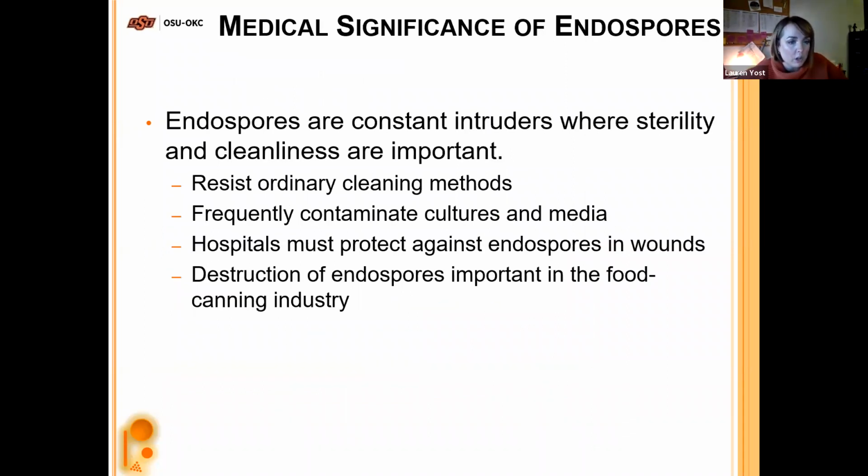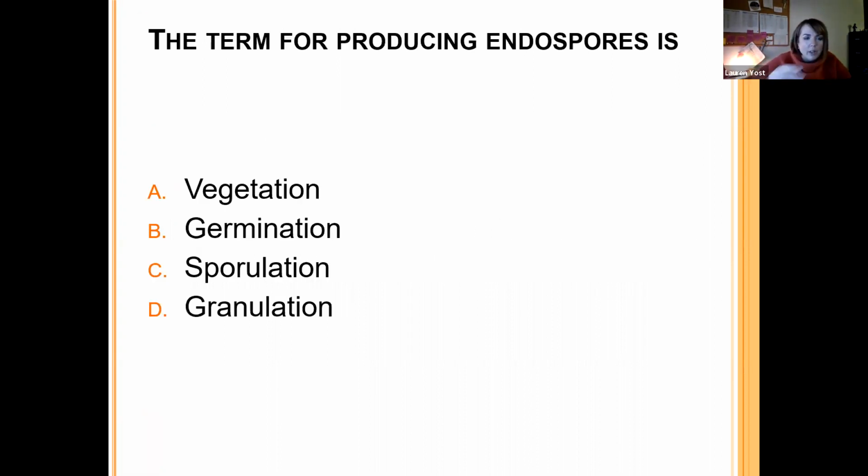Endospores are constant intruders where sterility and cleanliness are important. It's really hard to get rid of them. They resist the ordinary cleaning methods. They frequently contaminate cultures and media. Hospitals have to protect against them in wounds. Destroying them in the food canning industry can be difficult as well. So that's something you always have to be on the lookout for in any of these industries.